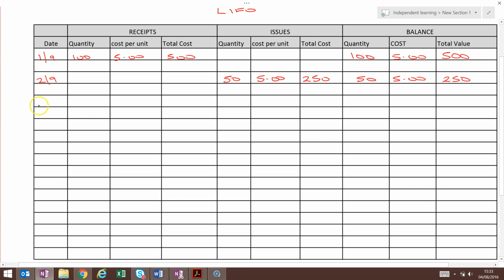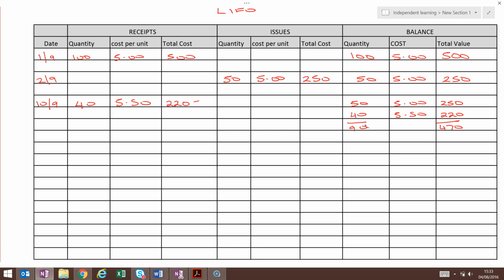On the 10th of September, another receipt, 40 at £5.50, that works out to £220. So remember, balance column, show everything that we have in stock. So at the 10th of September, we still had the 50 items at £5 each, 250. We've added another 40 at £5.50, comes to 220. So in total, 90 units, £470. So still the same as we had before.